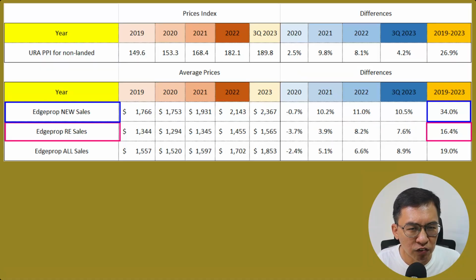What do these two sets of numbers mean to you? Does it mean new sales outperform the resale market? Yes, indeed this is true. As a property buyer and property seller, how will this affect you?